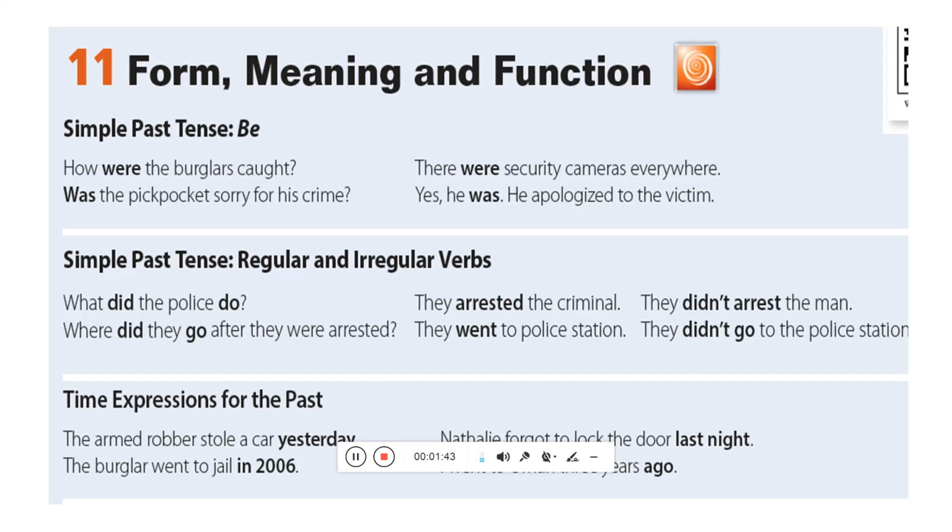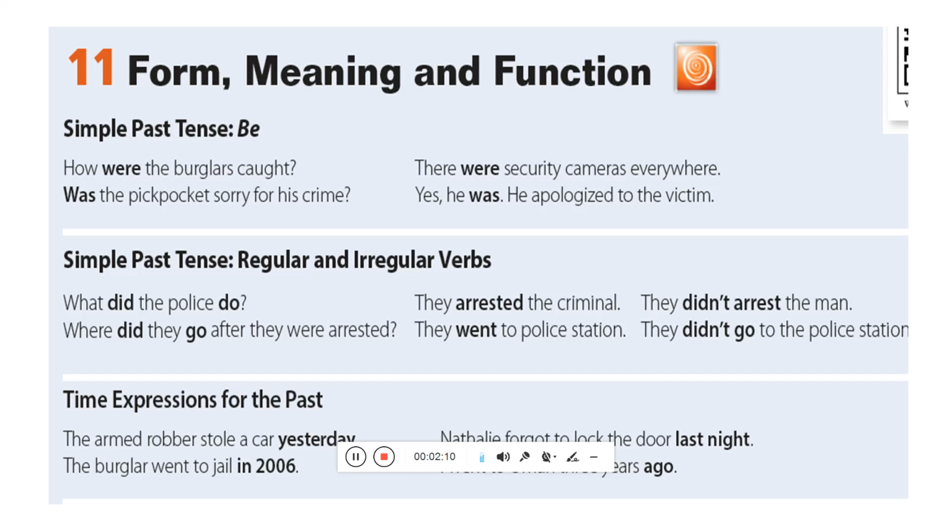Where did they go after they were arrested? They went to the police station. They didn't go to the police station. Okay, so we make negative sentences with the use of did and not. Did not, and then followed by the bare infinitive. Did not go. We don't say did not went. No, we did not go, okay?